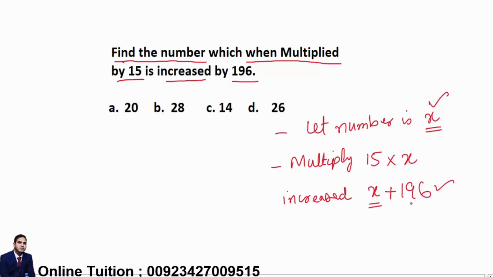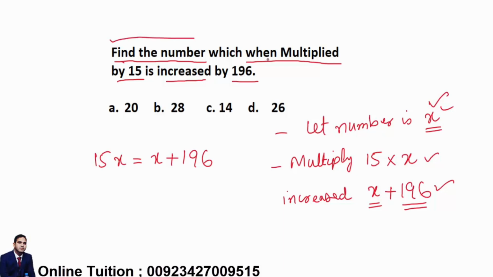This is a number and it is increased by 196, as mentioned in the question. This is the second part, where the number is multiplied with 15. This is the information given in the question. Now writing it in a mathematical way: 15x is equal to x plus 196.